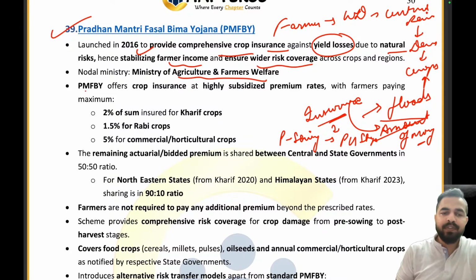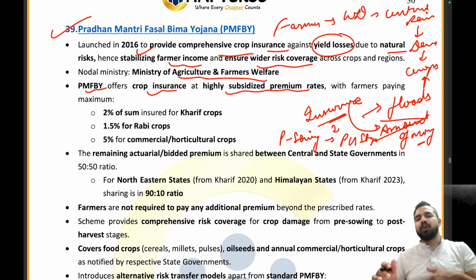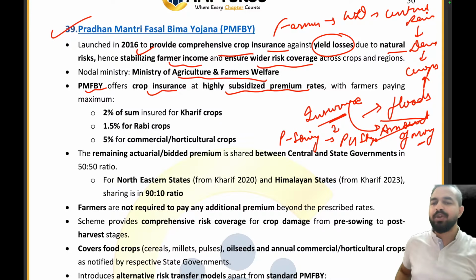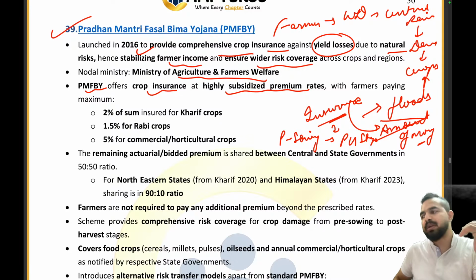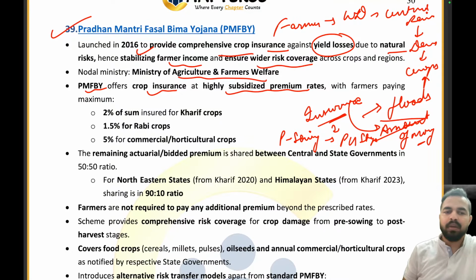Now the Pradhan Mantri Fasal Bima Yojana offers crop insurance at highly subsidized premium rates, because the farmers do not have that much money to afford. They need to afford the seeds, the pesticides, fertilizers, and they are also required to pay their other bills as well. So we cannot offer them some hefty premium rates. That is why it is very important that we provide them a highly subsidized premium rate, with farmers paying a maximum of 2% of the sum insured for the kharif crops.